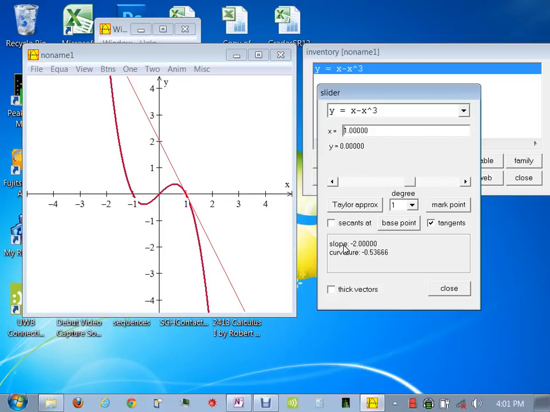And look at the slope right here. See it? Slope, negative 2. So the slope of that tangent line is negative 2. Got it? That's what we found, the slope. Now, we didn't find the equation of the line. We just found the slope of the line. I think that would be a good place for next class for us to pick up. We start finding equations.